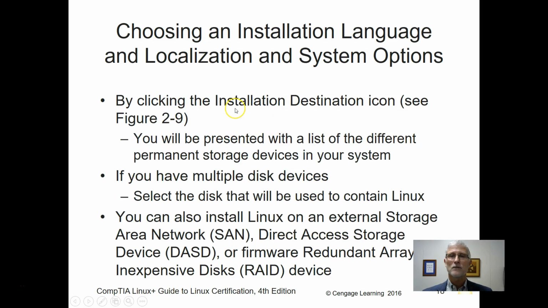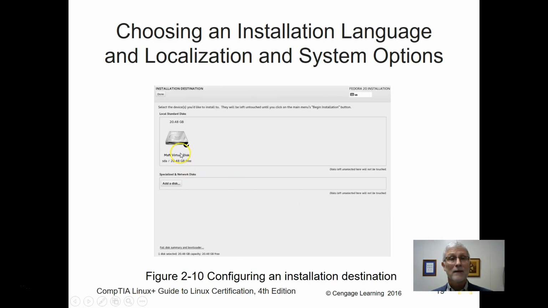But then you're going to click through the installation destination, and you're going to get permanent storage devices. Right now, we're not setting up multiple disks on this. We're not doing external storage, not doing it on direct access, and I'm not doing it on a redundant. But showing you the flexibility of Linux, you could have installed it in any one of those. But basically, we're just going to install it to our main drive.